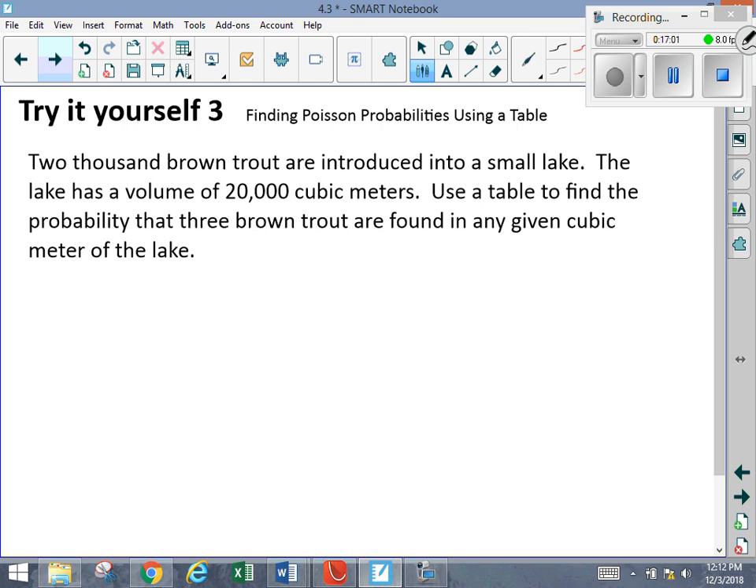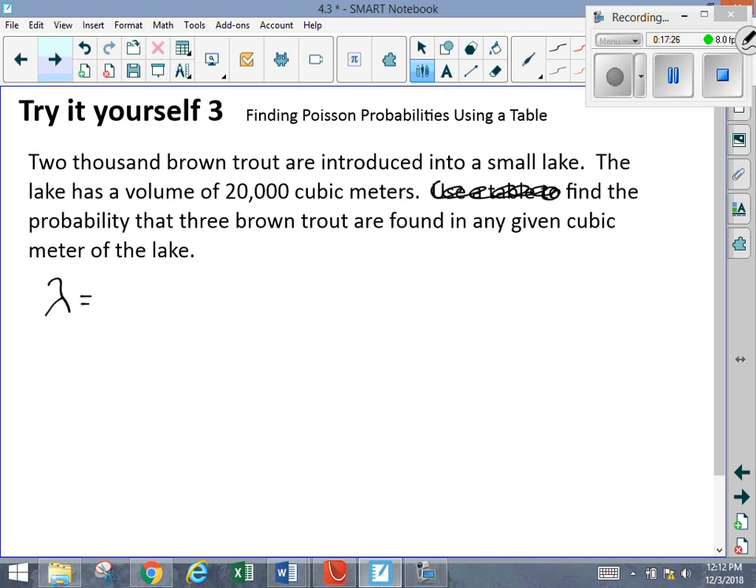All right, I've got 2,000 brown trout put into a small lake for the first time, so we know that there are exactly 2,000 in there. The lake has a volume of 20,000 cubic meters. We're not going to use a table. We're going to use our calculators. We are going to just find the probability that 3 brown trout are found in any given cubic meter of the lake. So the trickiest part of this is figuring out what lambda is.